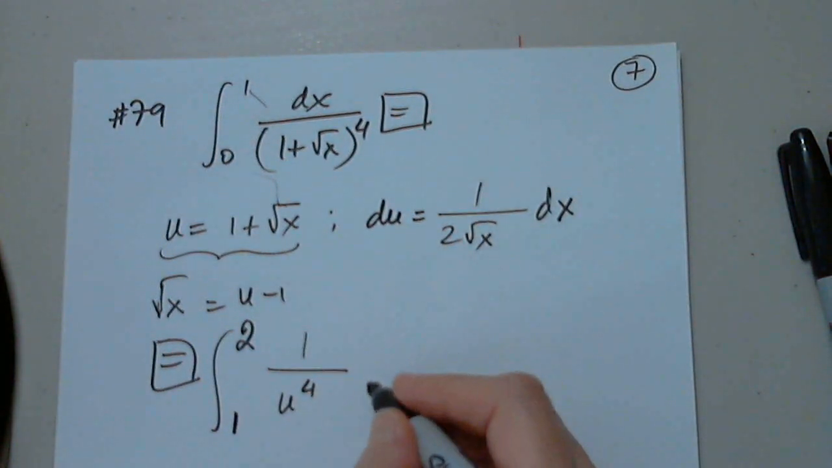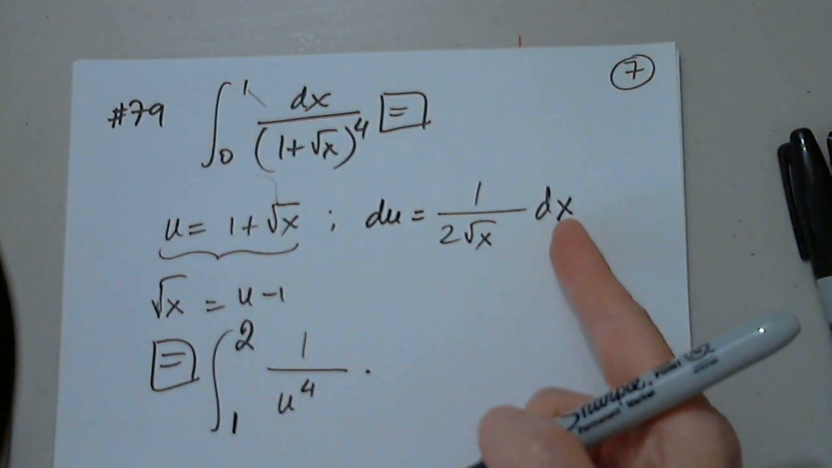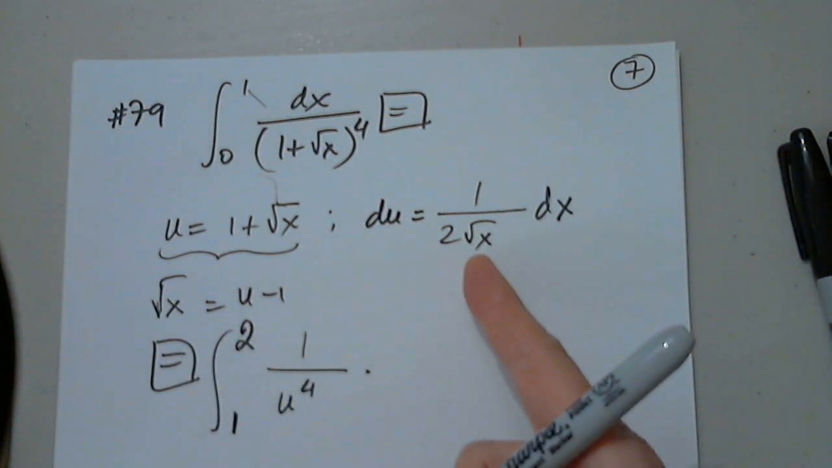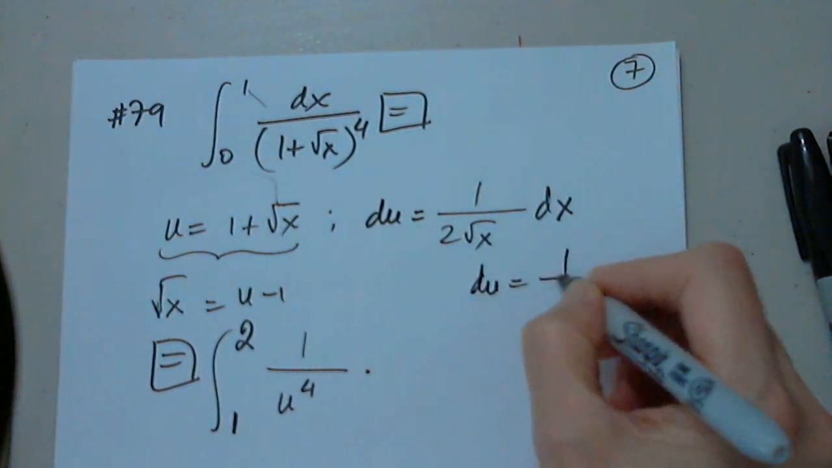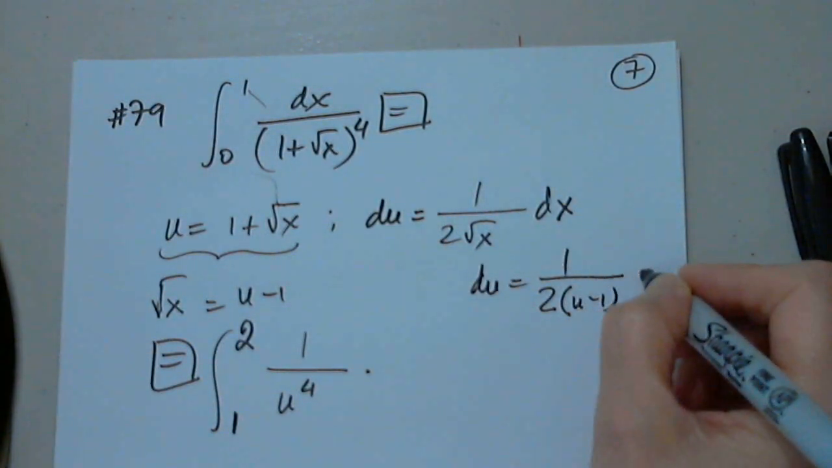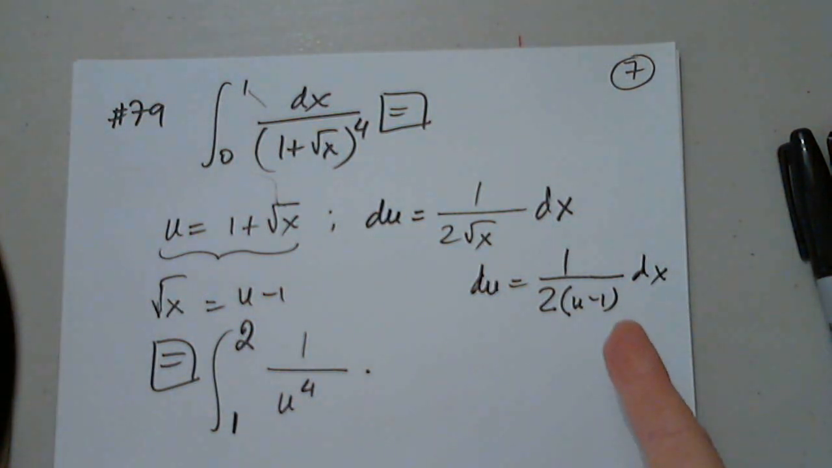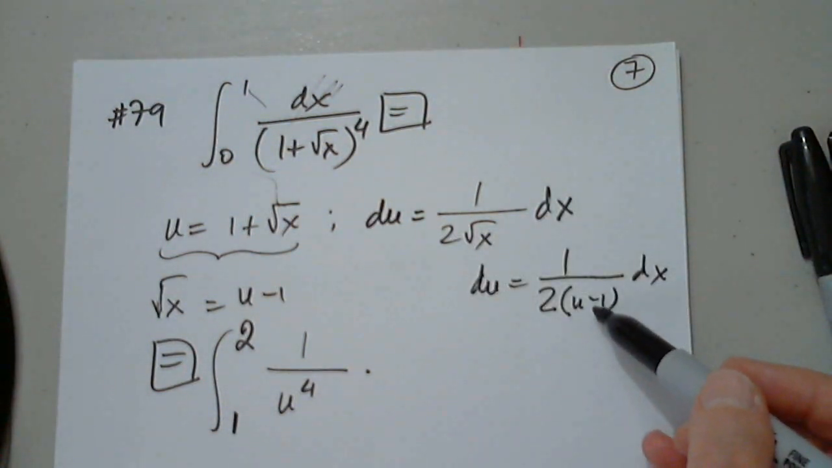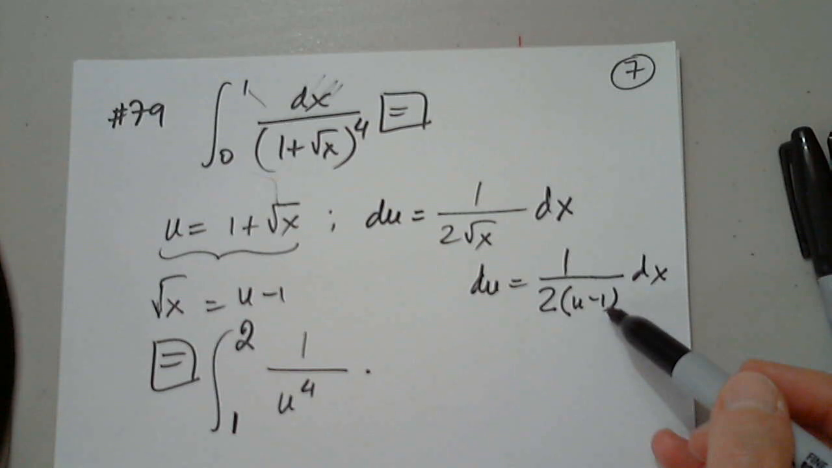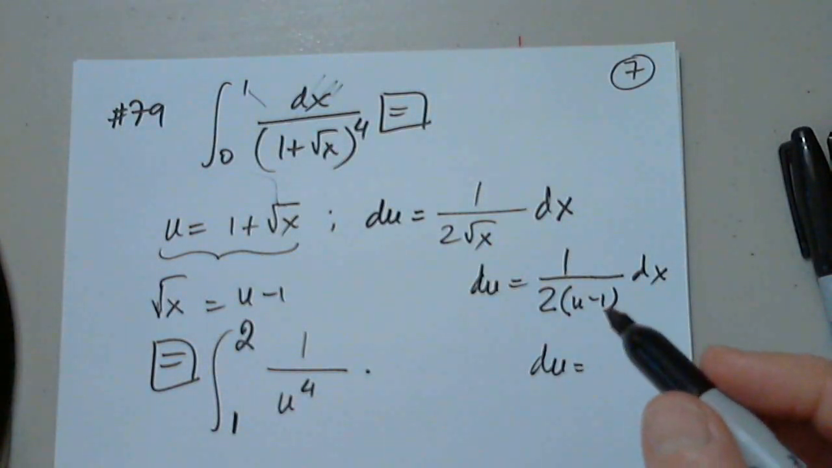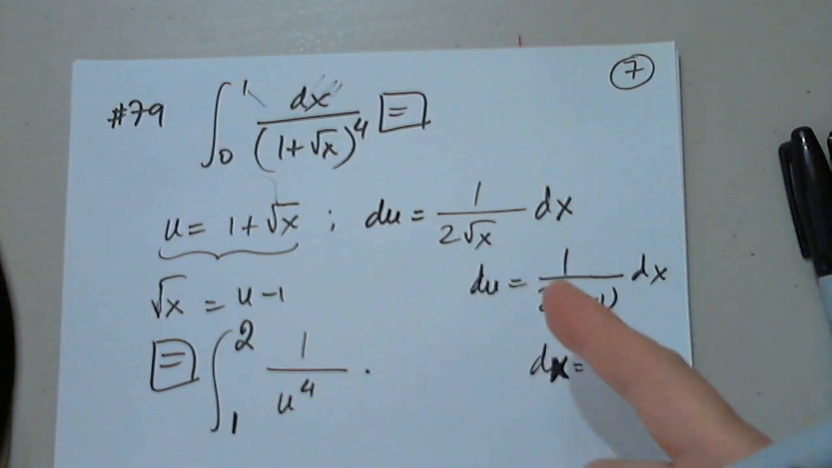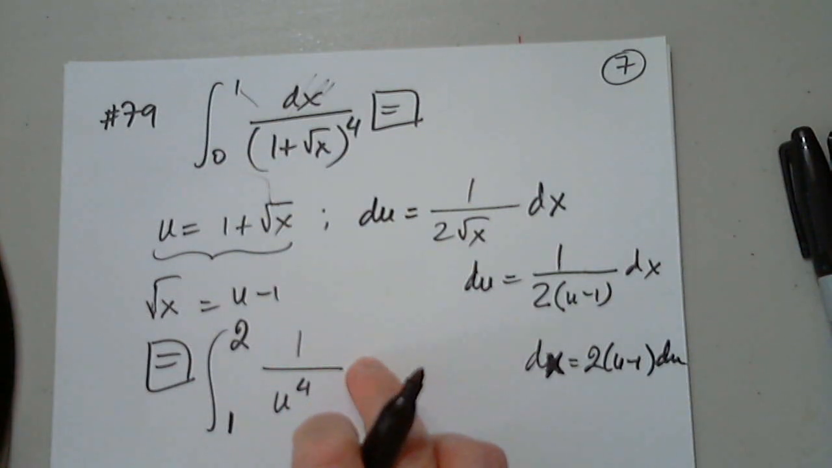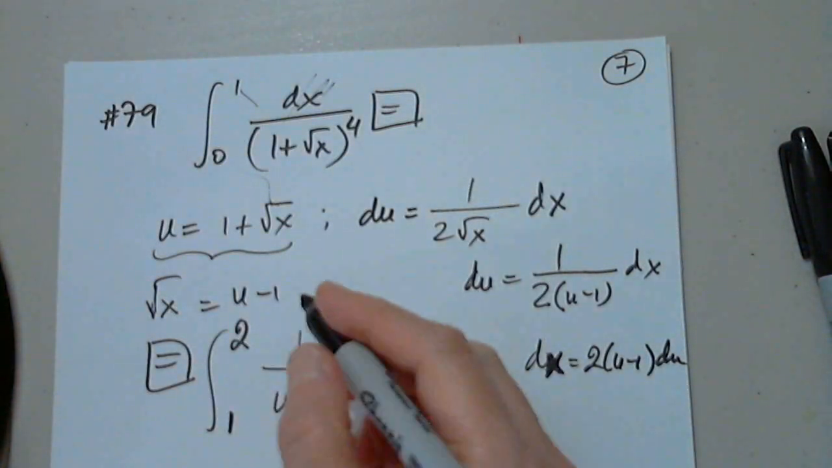Same thing. So then times, I will have to solve for dx, replacing the square root of x by u minus 1. So du now is 1 over 2 times (u minus 1) dx. In order to solve for dx, so that I can replace it here, I have to multiply both sides by 2 times (u minus 1). So then du will be, I'm sorry, dx, I meant to write. dx is 2 times (u minus 1) du. And that's what I have to put up here.